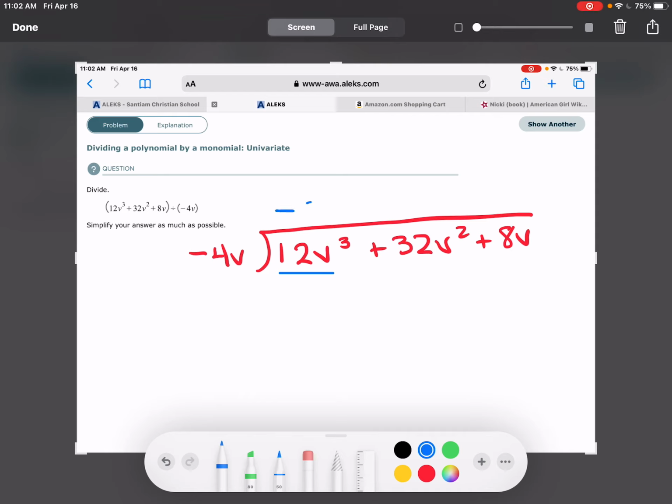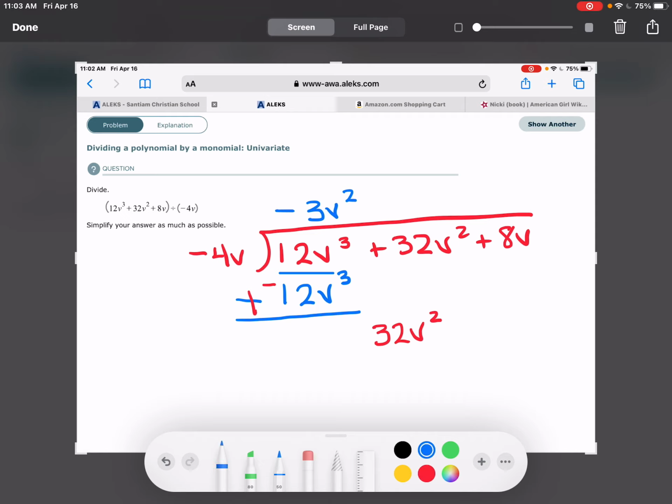Well, negative 3v squared. So if I think back, negative 4 times negative 3 is 12, and v times v squared is v to the third. All right, and if I multiply those two things together, they will exactly equal that. So if I am subtracting, it is the same thing as adding the opposite, and I get 0. I'm going to bring down my 32v squared and ask myself, negative 4v times what gives me 32v squared?